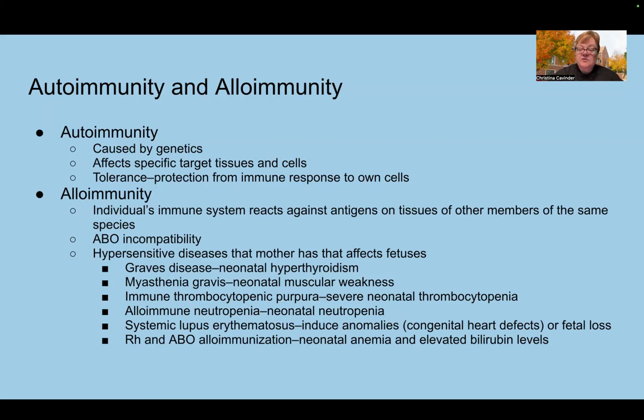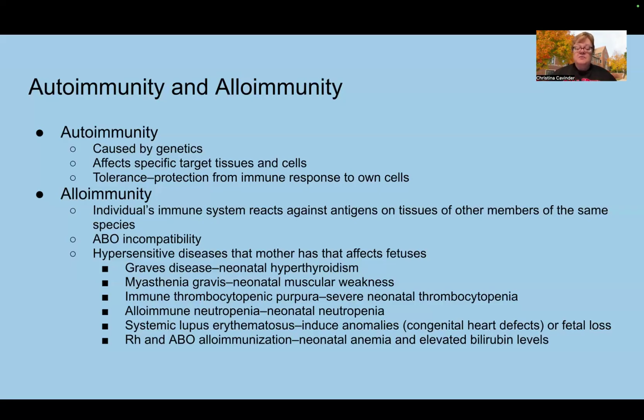Alloimmunity means that the individual's immune system reacts to antigens or tissues from other members of the same species. So we usually see this in the mother and fetus. ABO incompatibility is one. If the mother's blood type is O or she's Rh negative, or there's anti-D, anti-E, other things that will affect the baby's blood type, it will cause antibodies to form against it, and those antibodies then will break down the baby's blood cells.